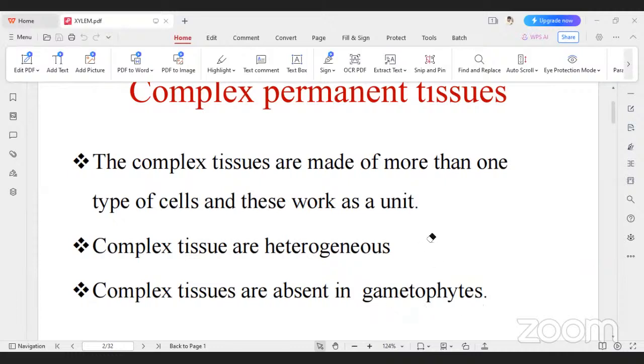Where is the gametophytic plant body dominant in the plant kingdom? Bryophytes. Yes, exactly. Apart from bryophytes, the rest of the plants are dominated by sporophytes. The sporophyte plant body exists in higher plants. Gametophyte dominates in bryophytes, and also in algae. In both there is no complex tissue, right?